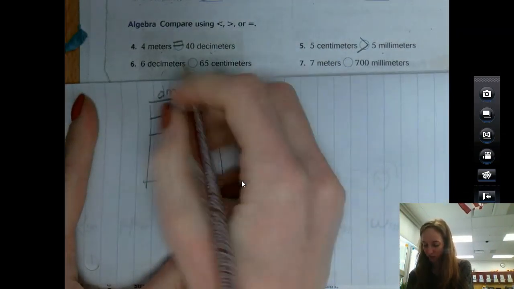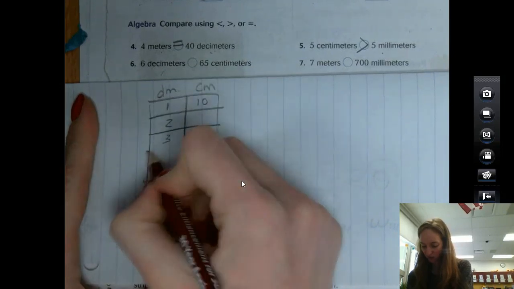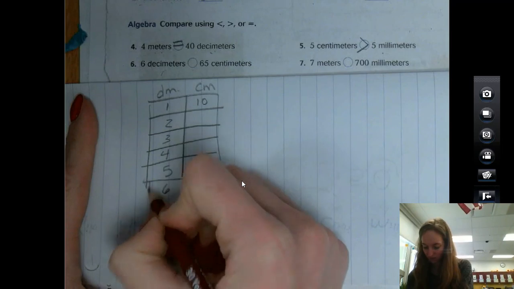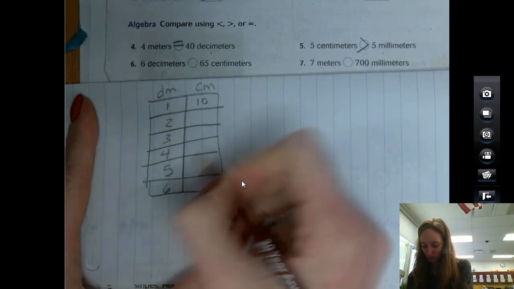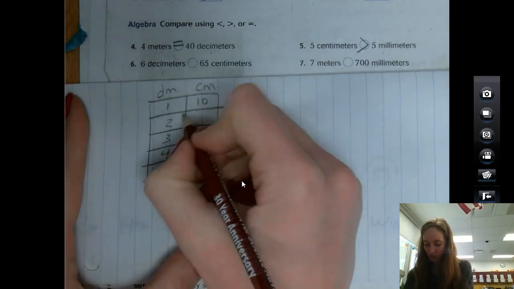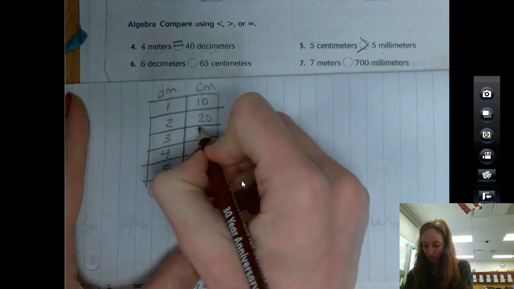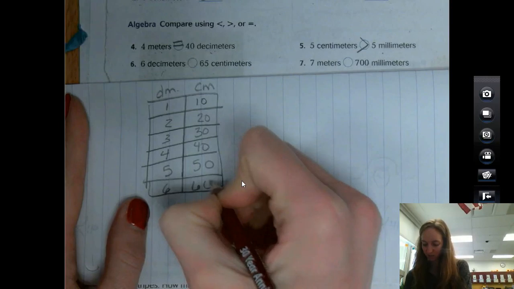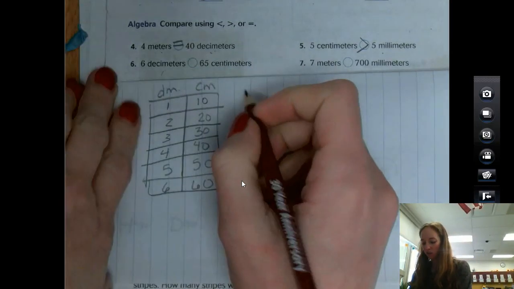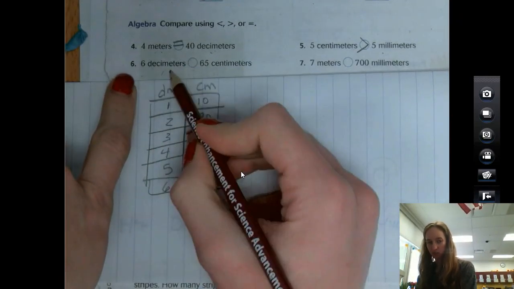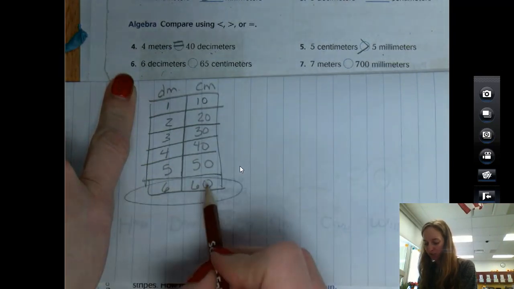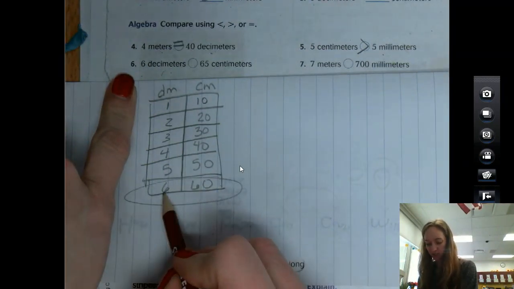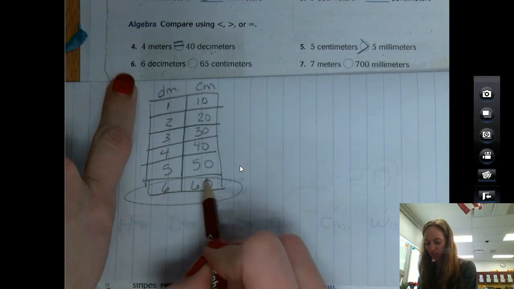2, I have to go clear down to 6: 3, 4, 5, 6. Oh, I see some of you sending me emails. That's good. Okay, times 10. 2 times 10, 20, 30, 40, 50, 60. Okay, so 6 decimeters equals 60 centimeters. So 6 decimeters is equal to 60 centimeters.